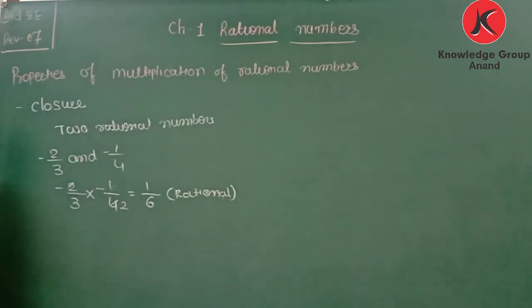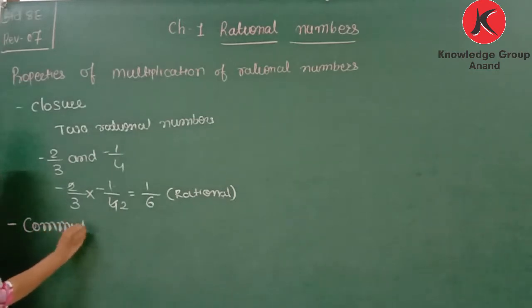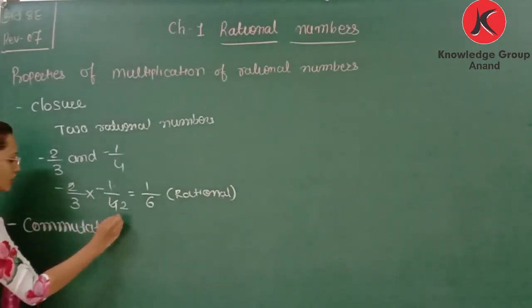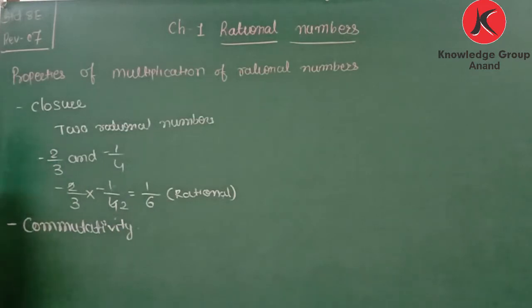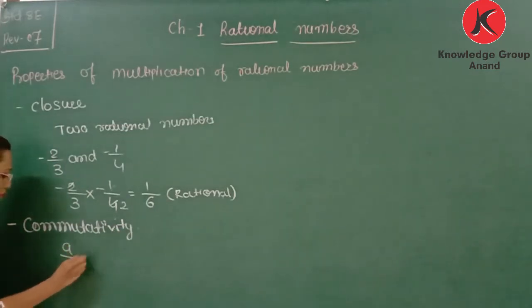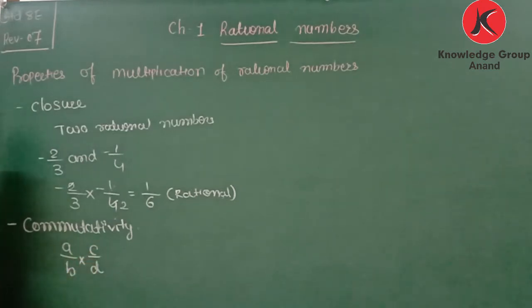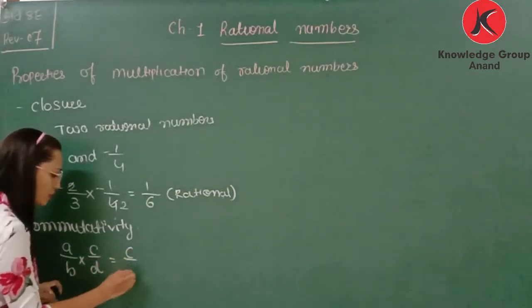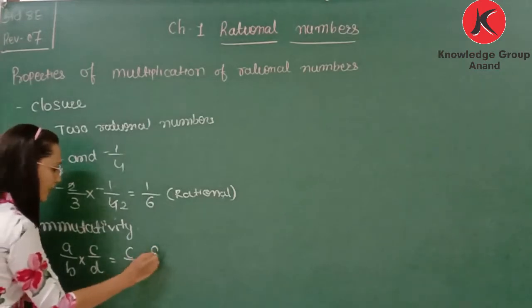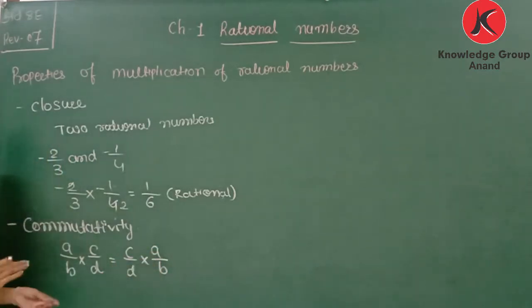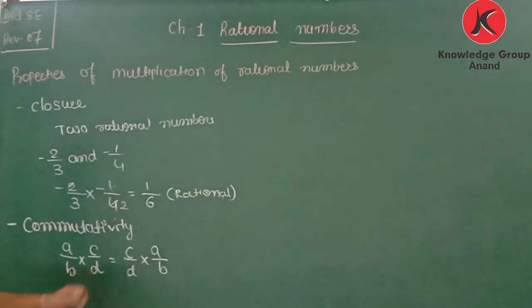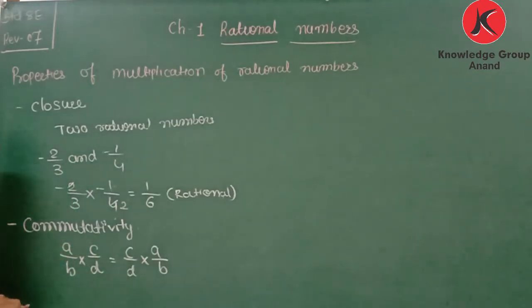Okay. After that we learn about the commutativity. Now what is commutative property? That is, if we have two rational numbers a by b multiplied by c by d, then it is the same as multiplication of c by d multiplied by a by b. Means you can interchange the rational numbers in a multiplication. Let's take some example.